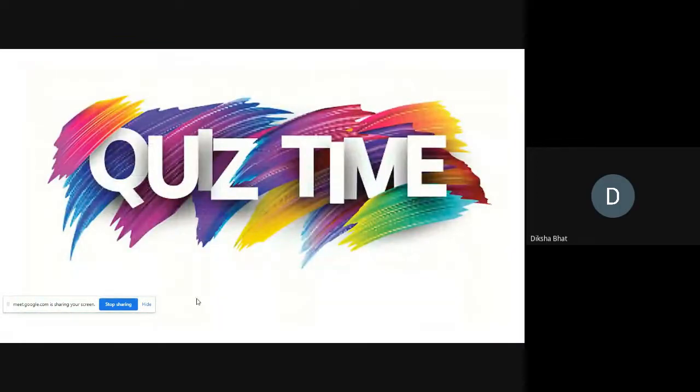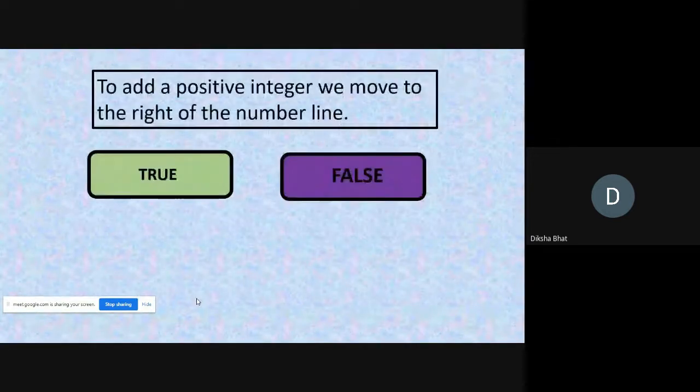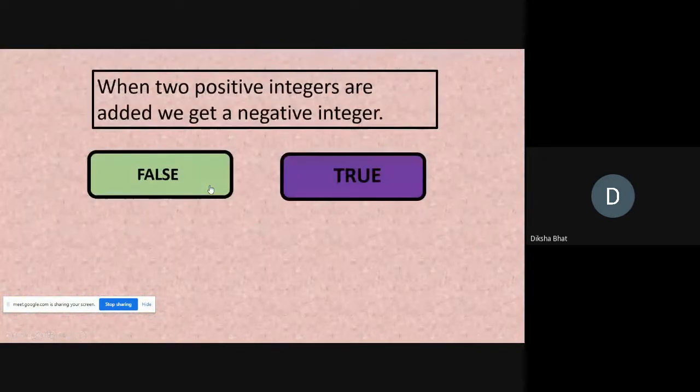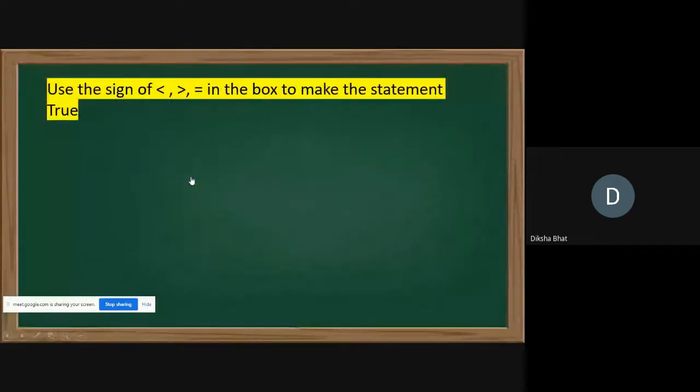Now let's see how much you all have understood. State whether it is true or false. To add a positive integer, we move to the right of the number line. True. Very good. When two positive integers are added, we get a negative integer. False. Let's check. Very good. Use the sign of greater than, less than, and equal to in the box to make the statement true. 10 minus 4.